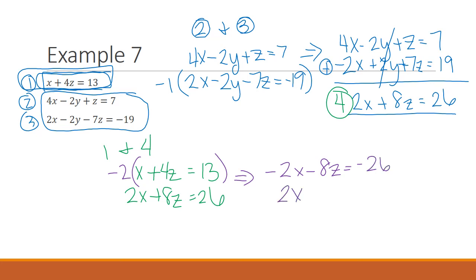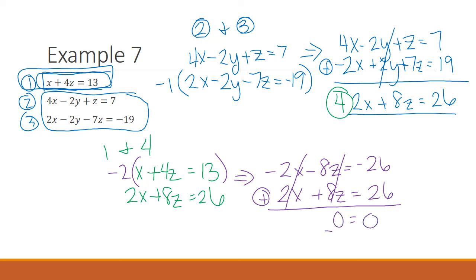And I have 2x plus 8z equals 26. So this time when I combine them together, these cancel out and these cancel out, so I have 0 equals 0. That is always true. So we say in systems of 3 variables, we say there's an infinite number of solutions.